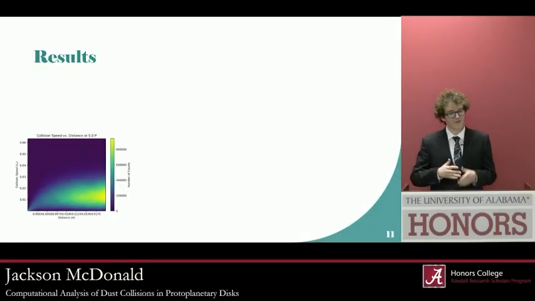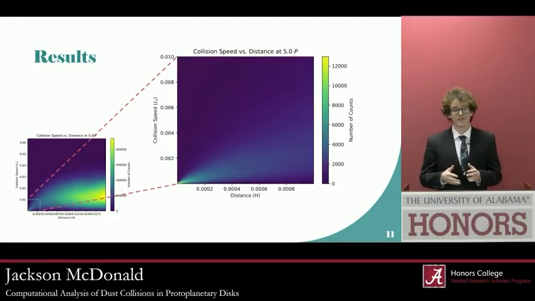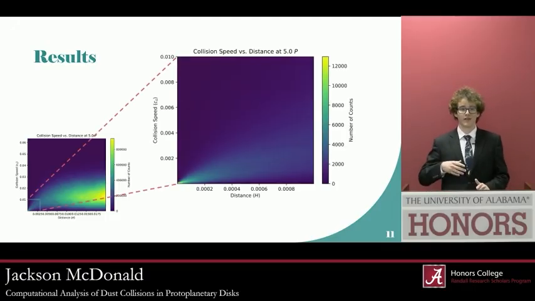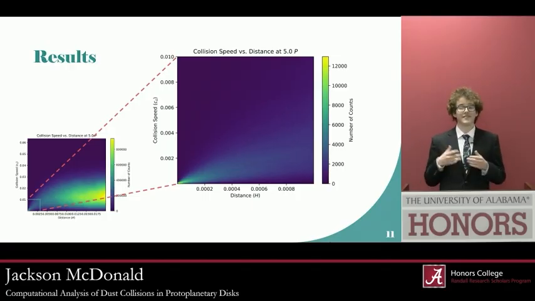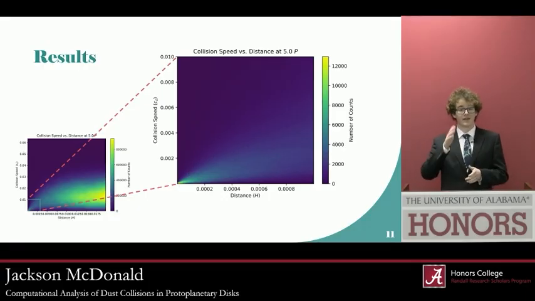This is a graph of collision speed versus distance. And if we zoom in a little bit, we can see that the collision speed is in terms of the local speed of sound, and the distance is in terms of the local scale height, both units dependent on the location within the disk. This is notably from a snapshot taken.